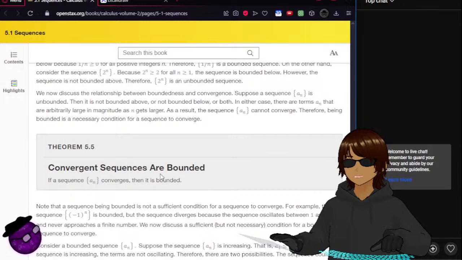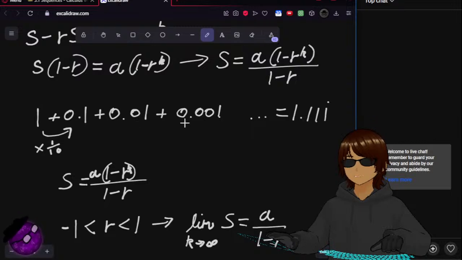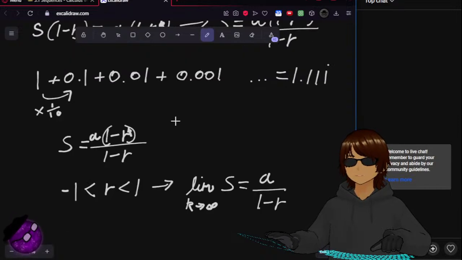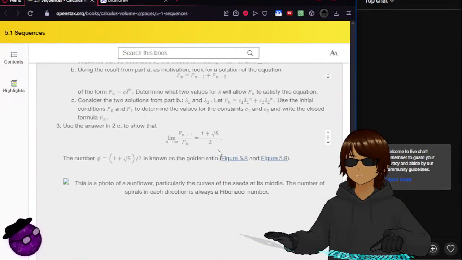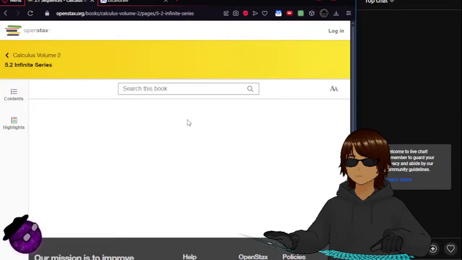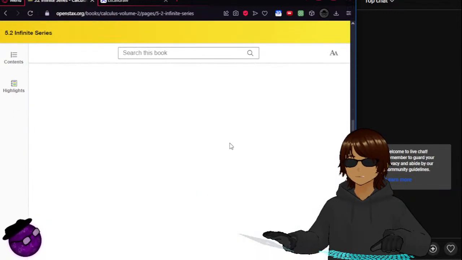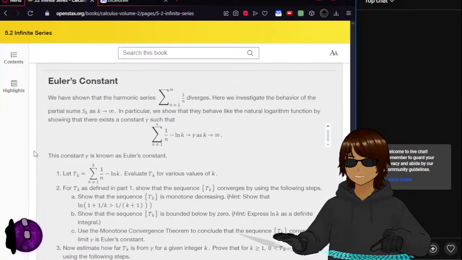So they talk about bounded. Basically, if the sequence is approaching a particular value, this sequence, for example, it will never go below 0. 0 is the lower bound, and it won't go above 1. So each term in the sequence would be between 0 and 1, and then the series would approach a limit. We were just doing infinite series right now. Let's go to the next chapter.